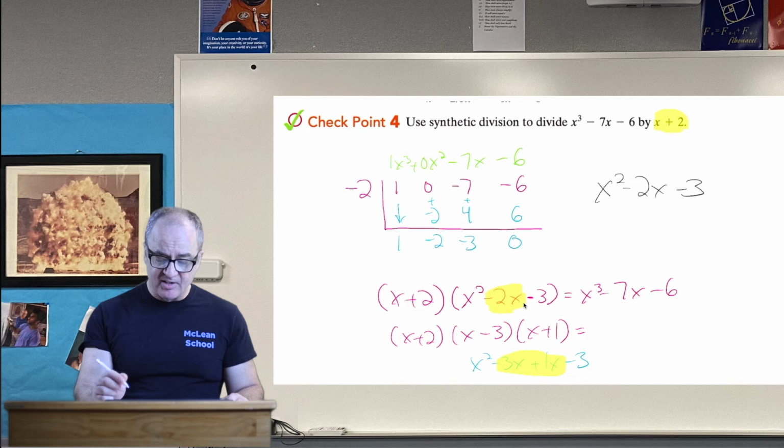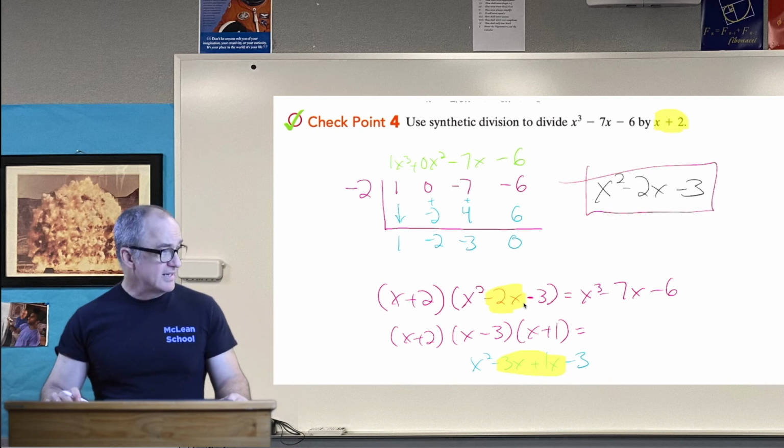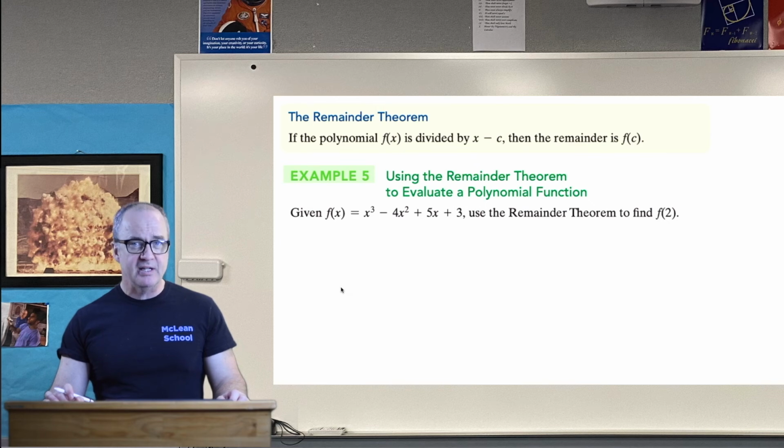But one of the reasons I got a little carried away there is because next thing we're going to be doing is using synthetic division to factor. Now, synthetic division has one other powerful use, and it is called synthetic substitution, and it's based on what's called the remainder theorem. And here's how it works, okay?